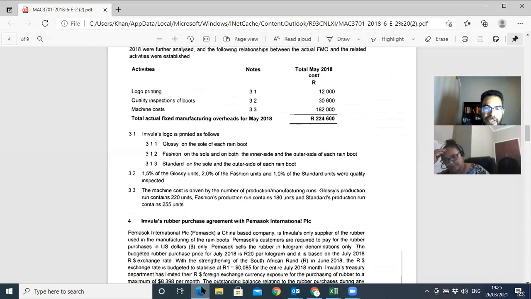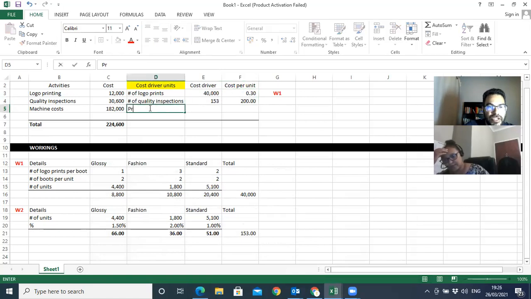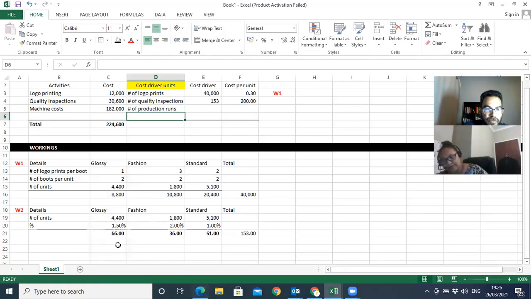The machine cost is driven by the number of production runs. Oh, so I got this wrong. It's not the number of machine hours. They said number of production runs. So I must say number of production runs. Okay, so they said glossy production runs contain 250 units, 180 units, and 255 units. So we must be very careful here now.